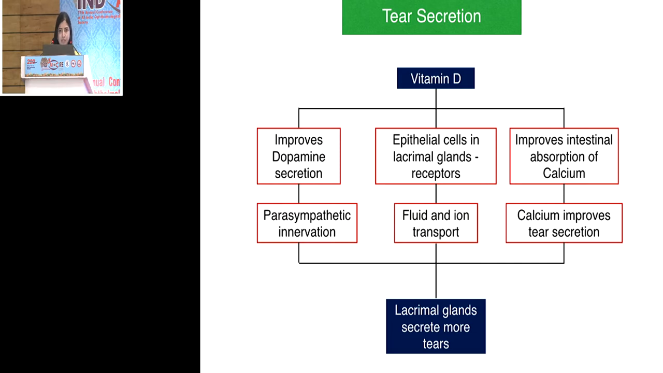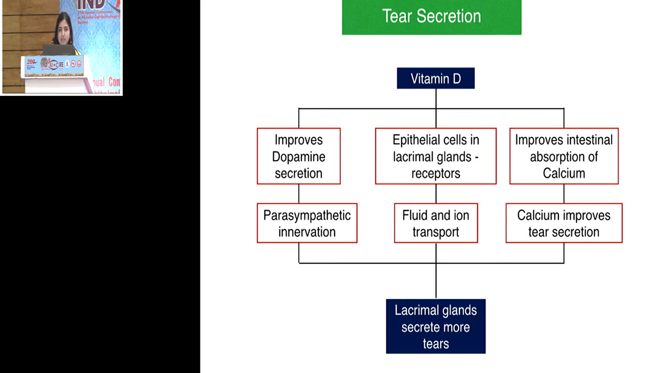Now, it has also been shown to improve the tear secretion in aqueous deficiency, and there are multiple pathways by which it does. First is its indirect action on parasympathetic innervation, because vitamin D improves the dopamine secretion, which is a neurotransmitter for parasympathetic system. And we all know that lacrimal gland is innervated by the parasympathetic system, which when stimulated improves the tear secretion.